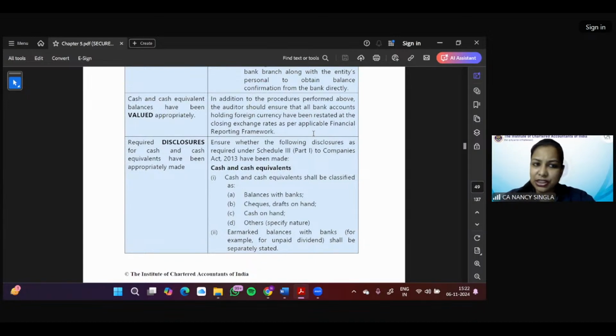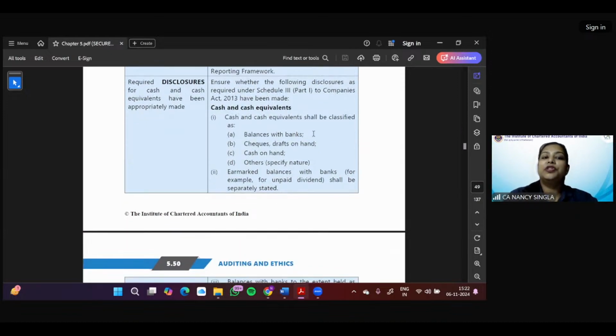So whatever procedures we have seen with respect to the direct confirmation procedure. See, valuation maybe to all those procedures are going to come. Auditor will see whether the balances that are being held in foreign accounts, so whether that are been restated as required by the applicable FRF or AS 11. Simple. This disclosure requirement with respect to cash and cash equivalents, again, it makes a very good 4-mark question.